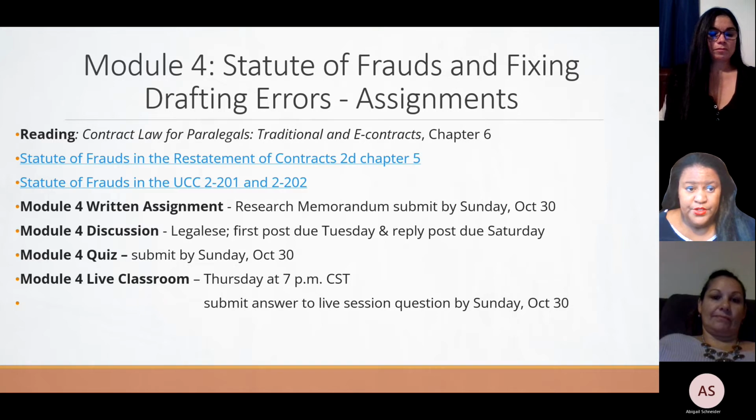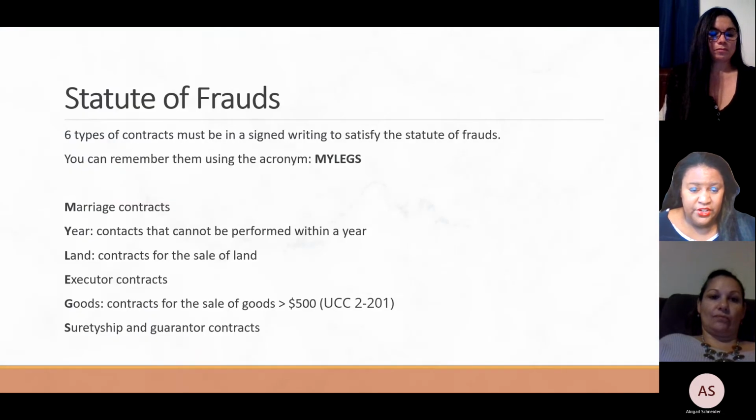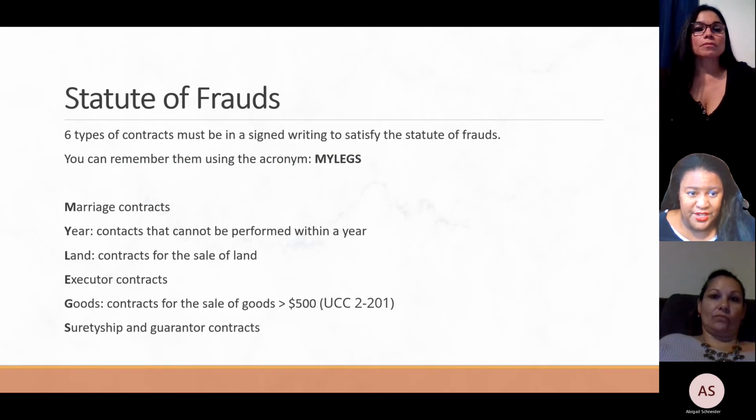Great. So this is our first introduction to the Statute of Frauds, which I've always thought was very, very intriguing, because in common law, contracts do not have to be in writing. All you need is offer, acceptance, and consideration, and you've got a valid contract. However, American law was brought over by our founders from England. England has a statute of frauds. Under the English common law, 6 types of contracts had to be evidenced by a signed writing to be enforced in a court of law.